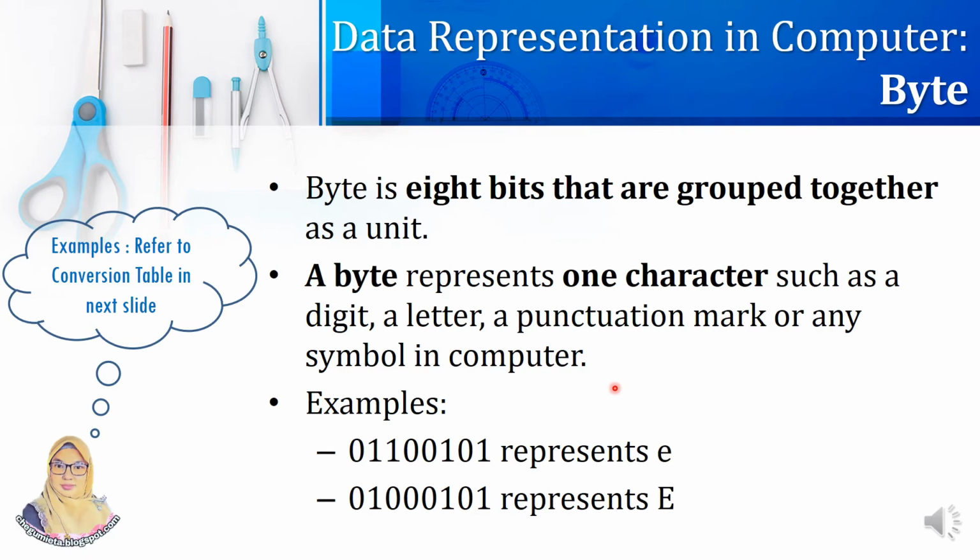So for example, a combination of 8 bits such as 11000101 represents small letter e, while 10000101 represents E, capital letter. So how do we know this representation? We can refer to a conversion table in the next slide.